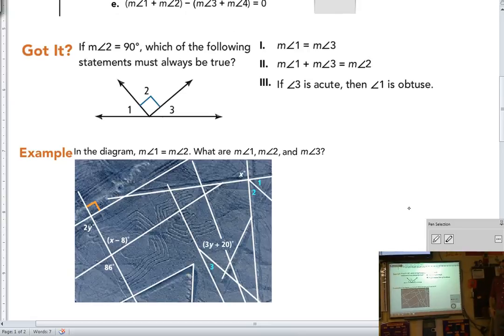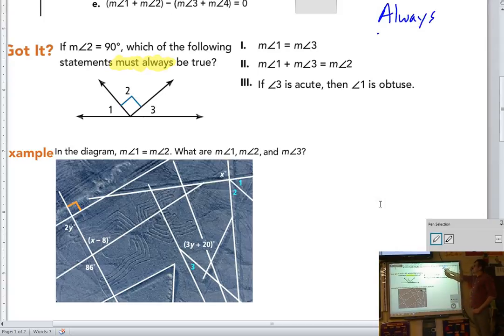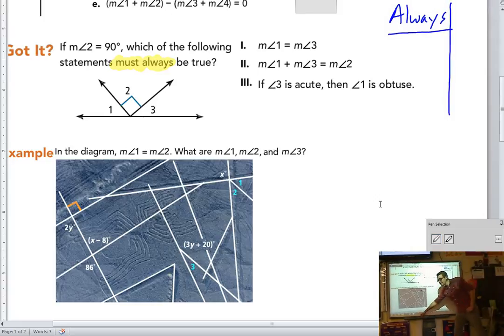Angle 1 equals angle 3. So it says, which of these following must always, not what could be true, but what has to be true. So please highlight must always. And then I'm actually going to split this up. I'm going to make 2 different sections. I'm going to make blue what always has to be true. Like, does it always have to be true or false? And then I'm going to make red possible. Is it possible to be true? So we're going to make this question actually a 2-parter.